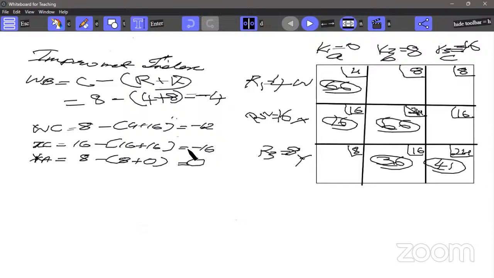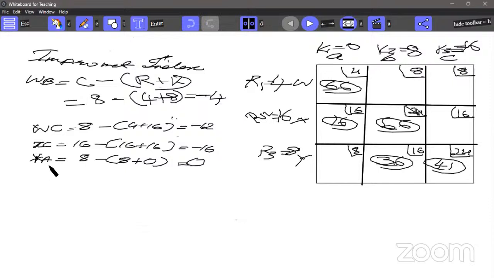Now, this improvement index will be the same by both the methods, Modi method and stepping stone method. Are you getting the point? These improvement indexes, whichever we have found out, will be the same by both the methods. Which method are you following, madam? Modi method or stepping stone method? Modi, sir.